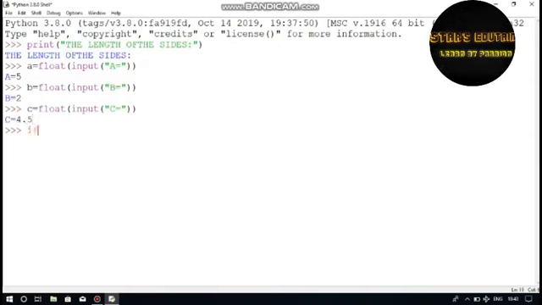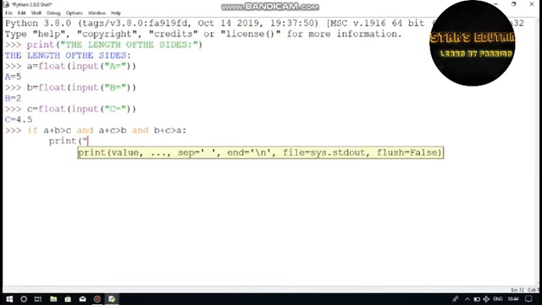The condition here begins: if a plus b is greater than c, and at the same time a plus c is greater than b, and at the same time b plus c is greater than a, then I have to print that the triangle exists.